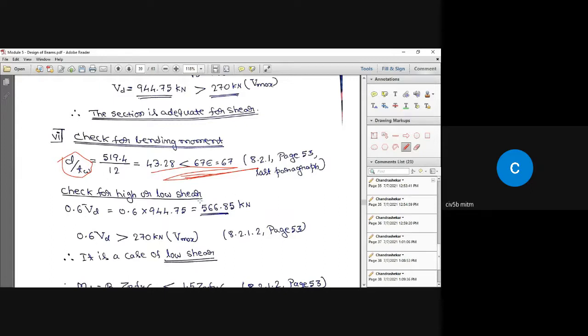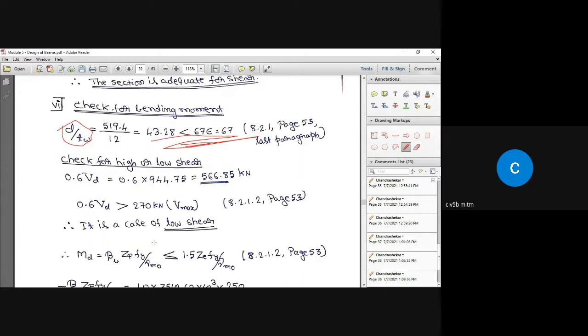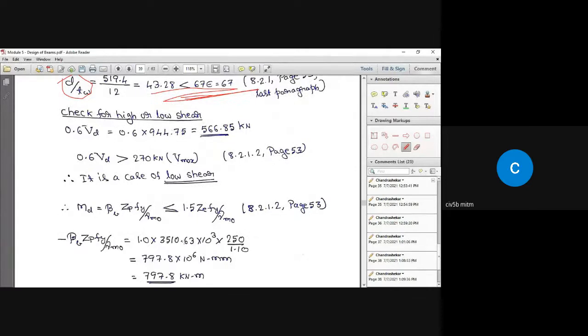So 0.6 Vd, we got the value equal to 566.85 kilonewton. Compare that value with the Vmax value. Once 0.6 Vd is greater than Vmax, then the section is subjected to low shear. Is it clear to you? So once the section is subjected to low shear, we can make use of this formula. Only for low shear we can use this formula.